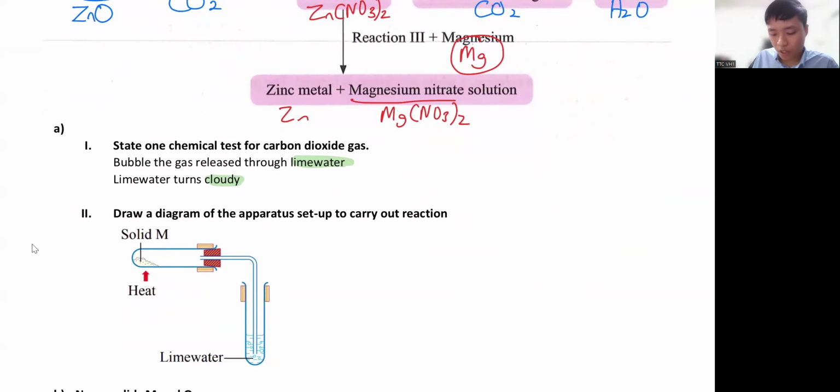I'm not sure if you have this set up. If you don't have, you just draw. If you have, then set up to detect carbon dioxide present. Now a retort stand, it's not much for you to draw.